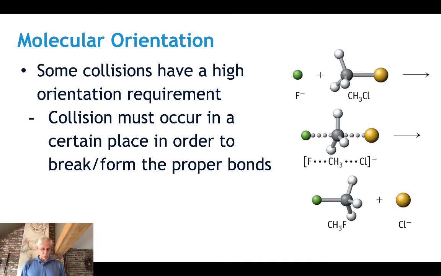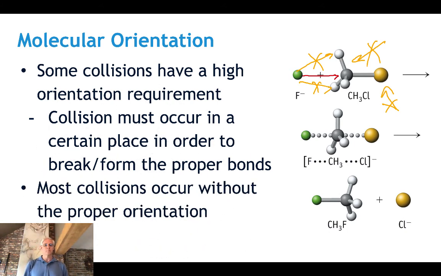So what happens is this has to come in right in there between the hydrogen atoms. If it collides here, here, comes in here, goes in there, none of those will result in a reaction. It is a collision, but it's not a collision that will break that carbon-chlorine bond and will not result in the reaction that you want to have happen. So most collisions occur without proper orientation. Every reaction has several collisions that happen, but most of those collisions do not have the proper orientation and do not create a reaction.